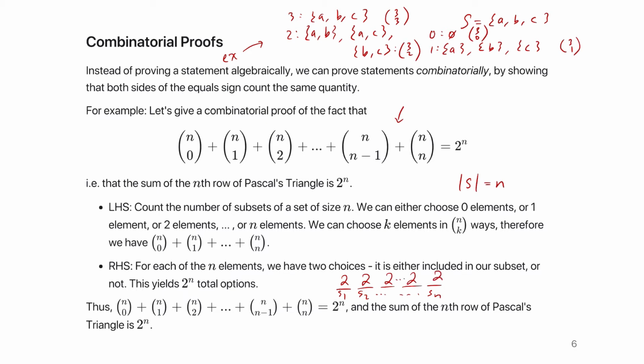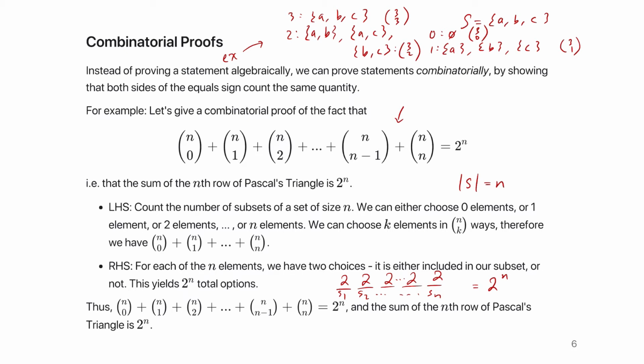Okay? And since there's n elements and we're multiplying, we have 2 options for each element. The total number of options we have in creating a subset is 2 to the n. And so on one hand, we counted the number of subsets as being n choose 0 plus n choose 1 plus ... plus n choose n. And on the other hand, we said that this number should be 2 to the n.